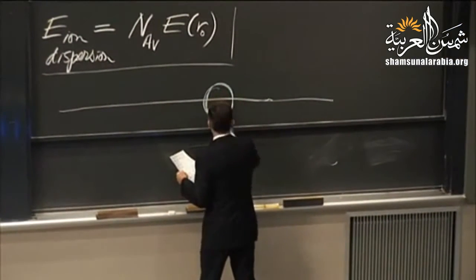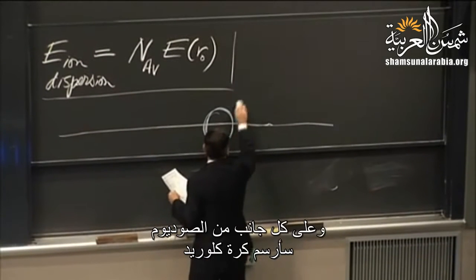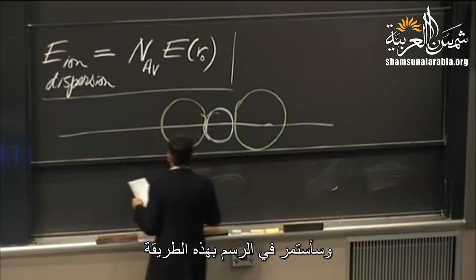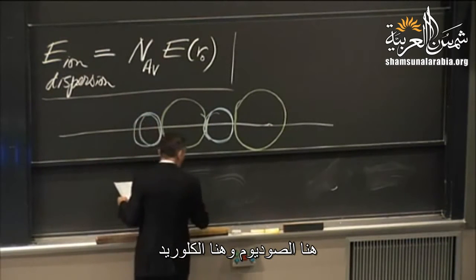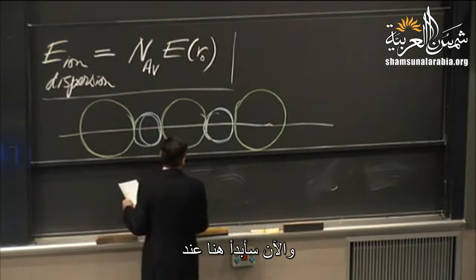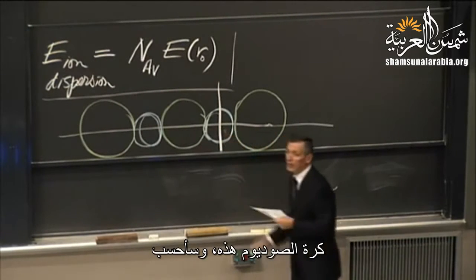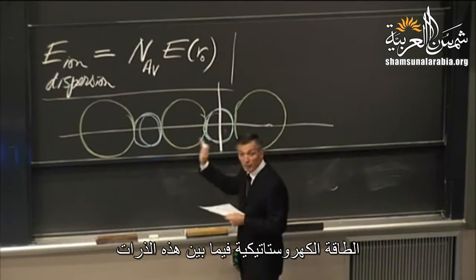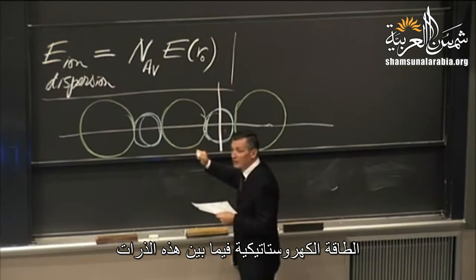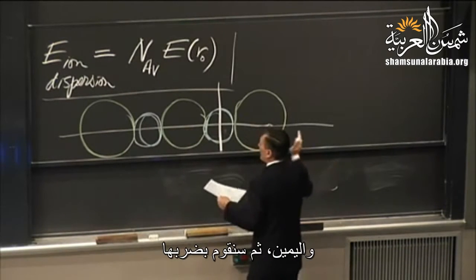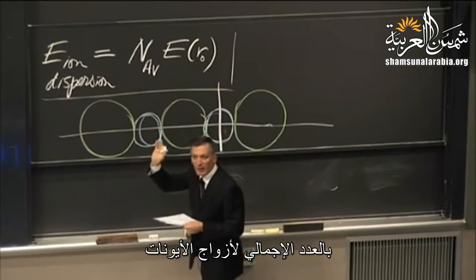All right. So there's a sodium, and on each side of the sodium we'll put a chloride. All right, and I'm just going to keep going this way. Here's a sodium, and here's a chloride. Now I'm going to start here at this sodium and count the electrostatic energy in this system. We're going to count to the left, count to the right, and then multiply it by the total number of ion pairs.